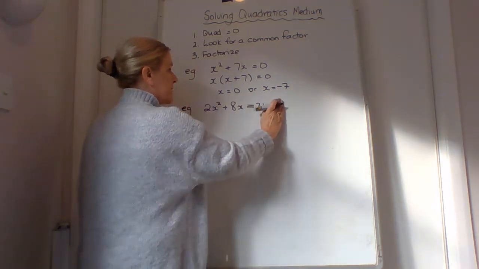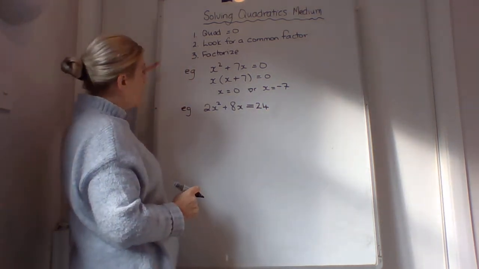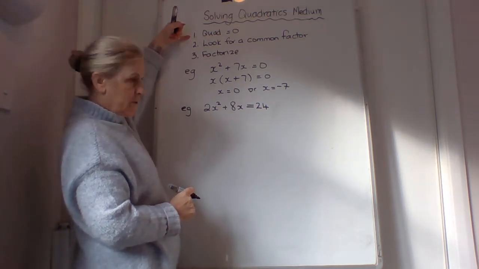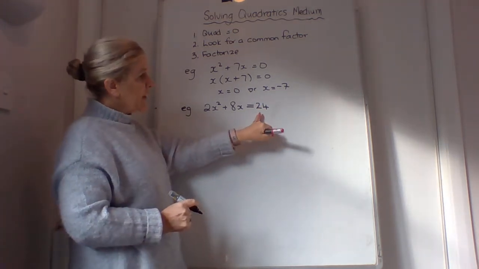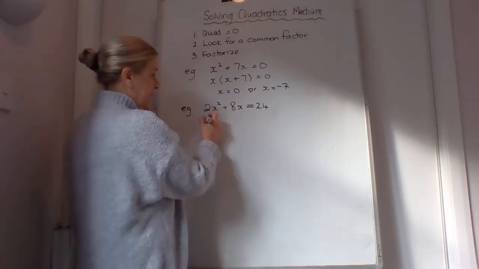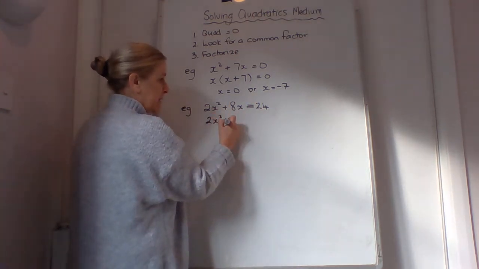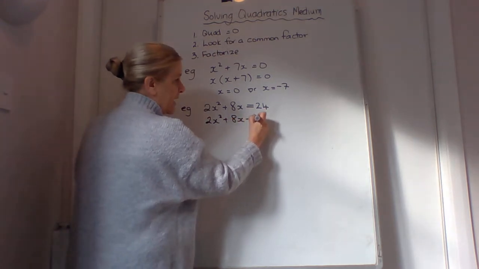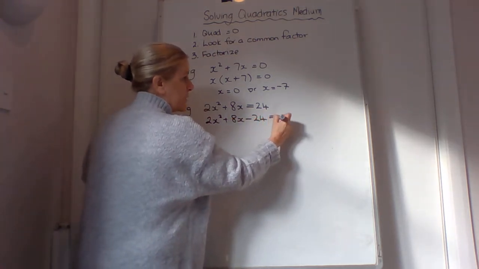Okay, let's have a look at this one. Right, a quadratic must be equal to 0. So first of all, we need to move that 24. That 24 has to come onto this side and we need to rewrite. So it's going to be subtracted on this side. Now it's equal to 0.